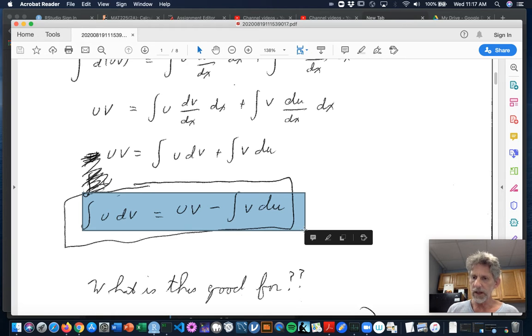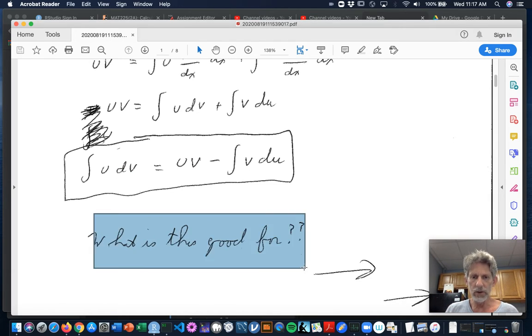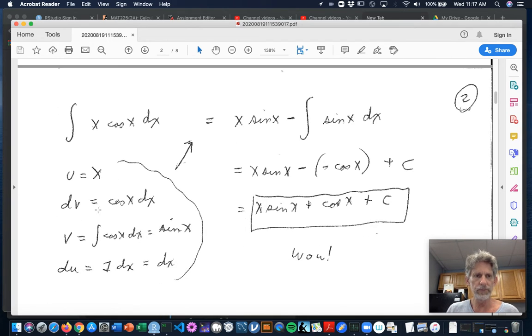Pronounce it to yourself a lot. Write it down, commit it to memory. This is the so-called integration by parts formula. But what in the world is it good for? Well, let me give you an example.